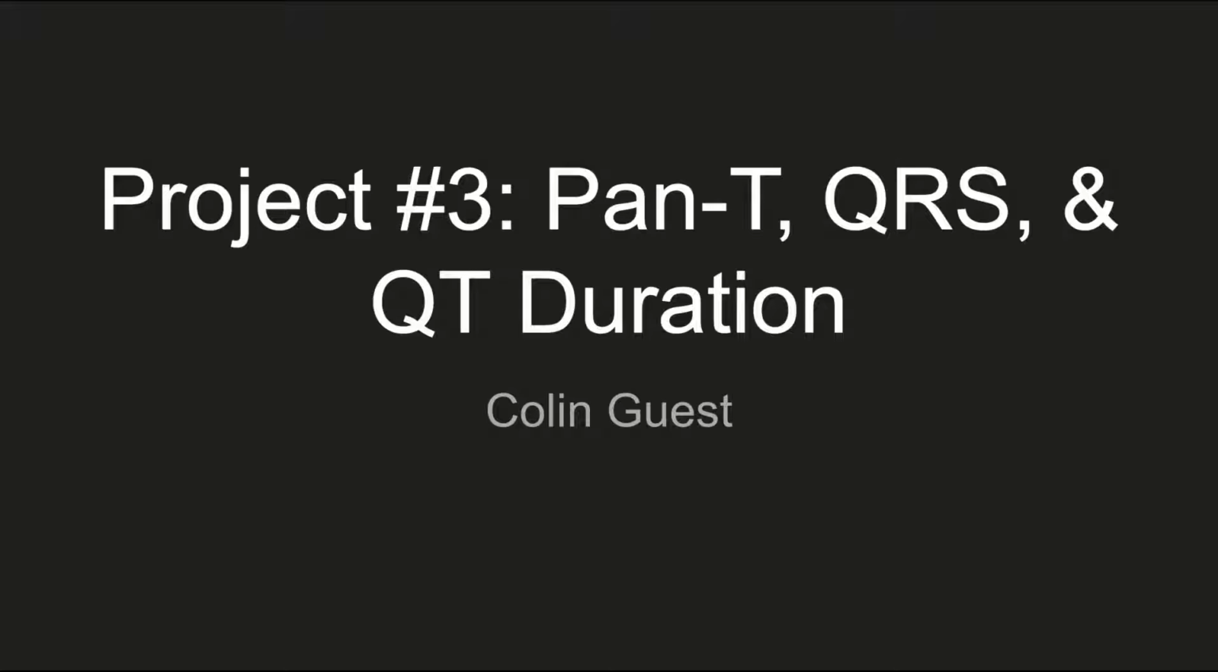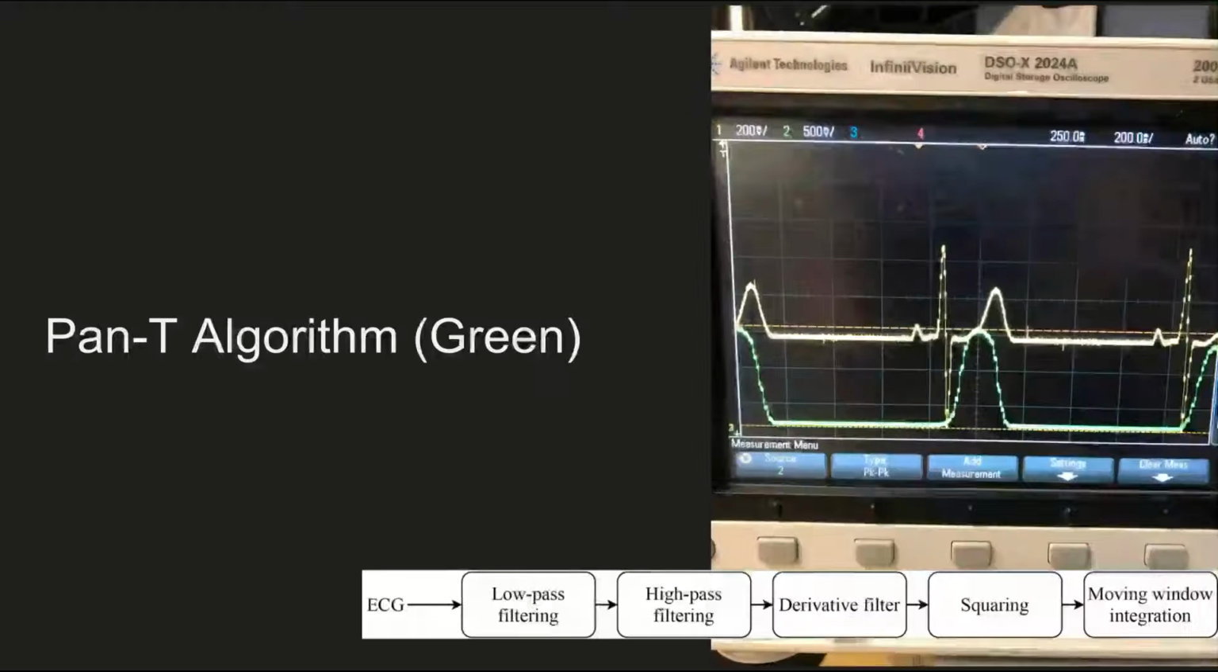Hey everyone, I'm going to show you my approach to finding the QT duration for project 3. I use the Pan-Tompkins algorithm, which I'm sure we're all very familiar with at this point. On the right of the screen, I'm sure you remember the ECG simulator and the moving window integrator, which is the result of the Pan-Tompkins algorithm. I use the moving window integrator (MWI) extensively in finding the QT duration.